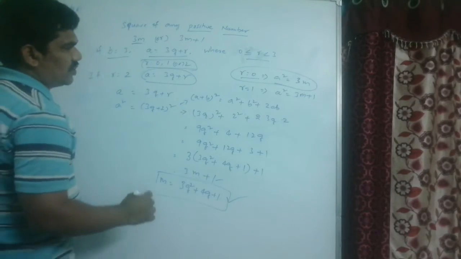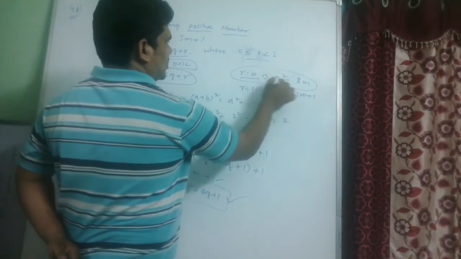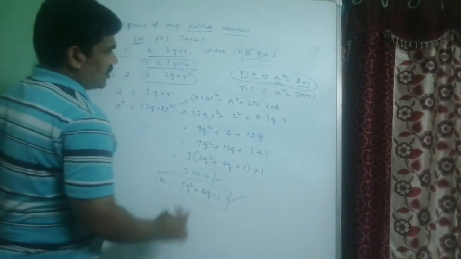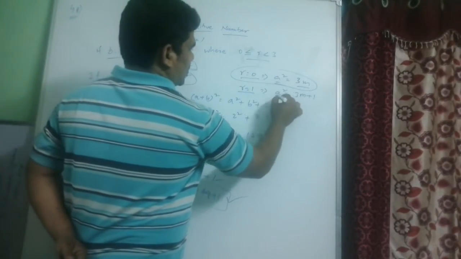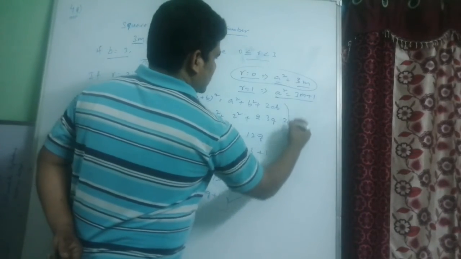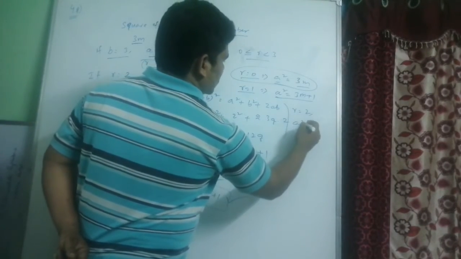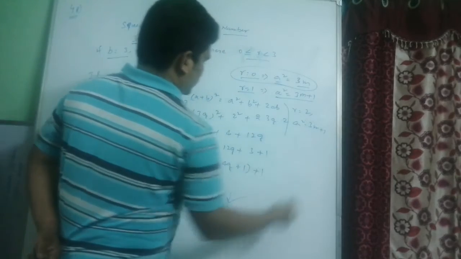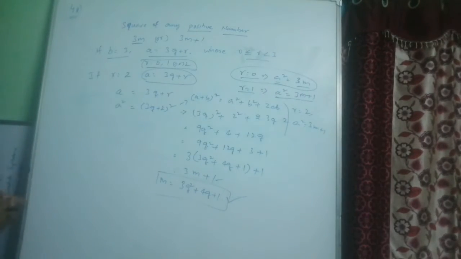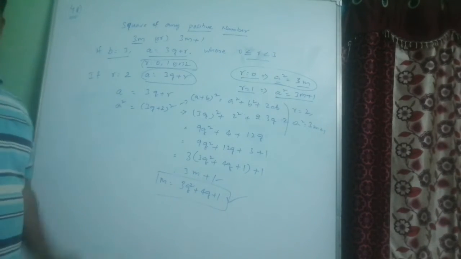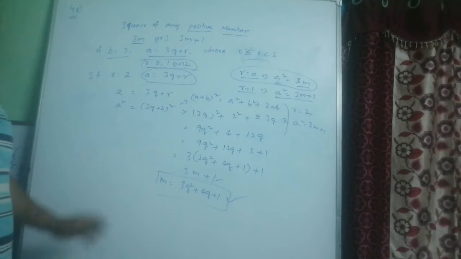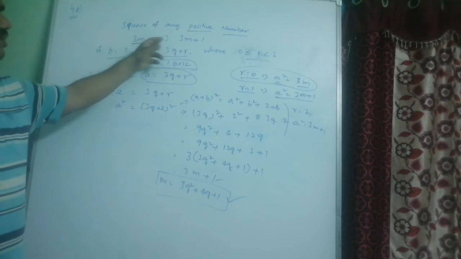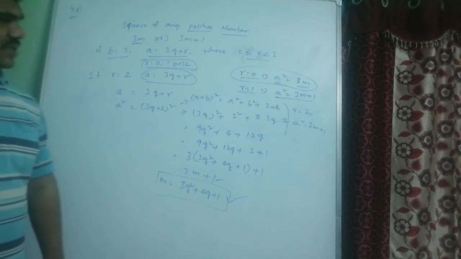Again we proved it. So in this way, if R is 0, A equal to 3m plus 1. If R is 1, A square equal to 3m plus 1. In the same way, if R is 2, A square equal to 3m plus 1. So we can prove in different ways. So in the question they ask about this one only, square of any positive number, and then they ask 3m or 3m plus 1. Okay guys, this is the main.